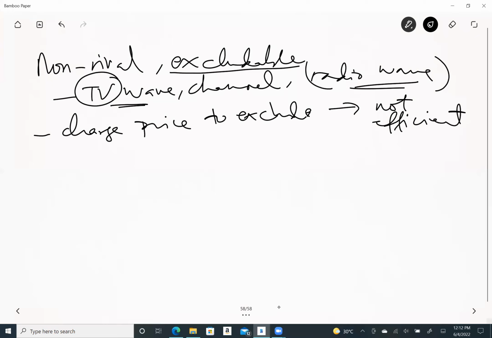On the other hand, the good that we just discussed earlier, a non-excludable rival good, you charge a price, it is efficient. But for this one, non-rival, excludable, charging a price is not efficient. So let's look at the model. For example, the Astro TV, actually it's not efficient to charge a price. So Astro actually can provide that for free.